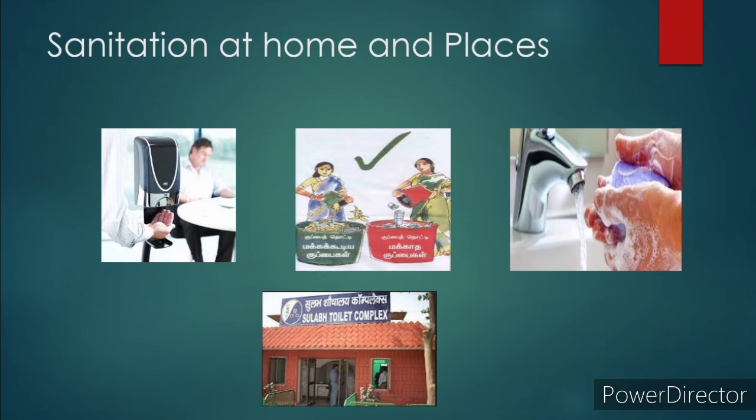Now these are some pictures of how we can take care of sanitation at home and other places. And of course, during the pandemic, the COVID situation, everybody has understood nicely the importance of sanitation. In the first picture you can see the use of a sanitizer machine. In the second picture, the ladies are throwing the waste in the proper dustbins, one for waste which can be decomposed and another for waste which can't be decomposed.